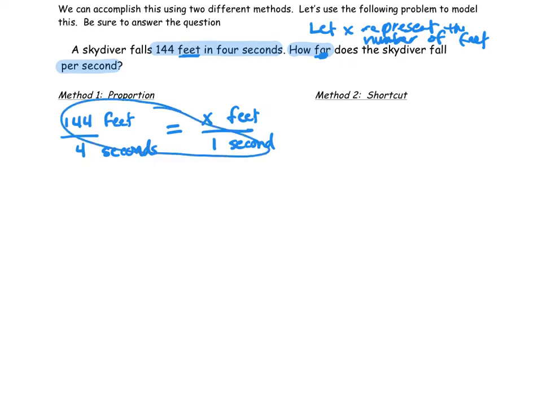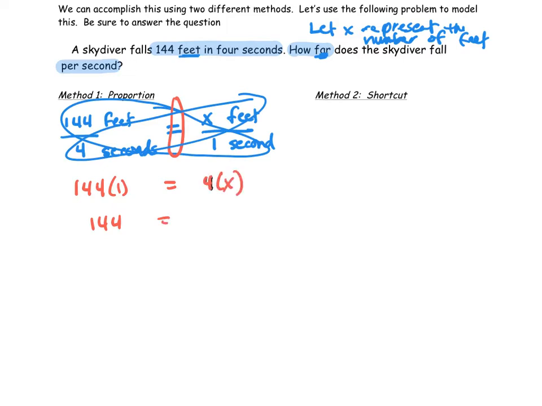144 times 1 would be 144. That's my first wing. Then equals, and my second wing would represent 4 times x, and I can write that as 4x. So now using the butterfly method, we have our product set up. So now I'm ready to solve.